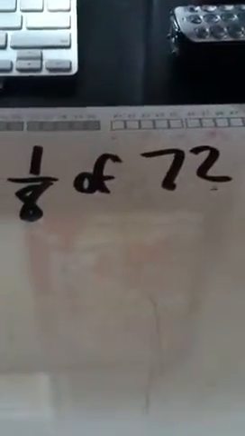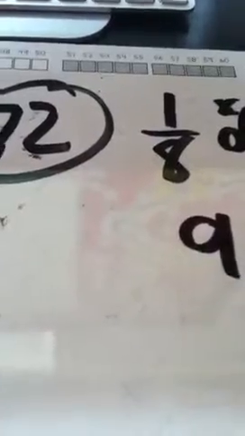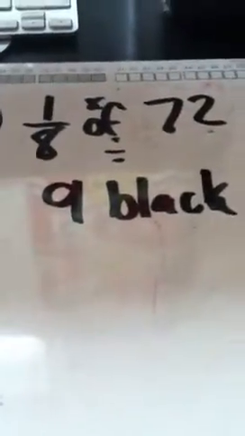So I'm going to start off with my 1/8. Remember we just did this a second ago. So we're finding part of a whole. So 1/8 of 72. What I'm going to do, remember, your top number, your numerator, you multiply by, and your bottom number, your denominator, you divide by. So 1 times 72 is 72. 72 divided by 8 is 9. And that was my black paint. So I know I have 9 black paints.